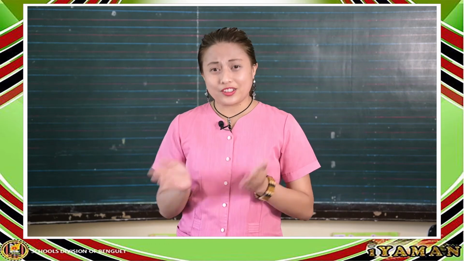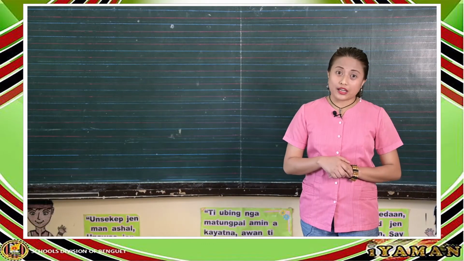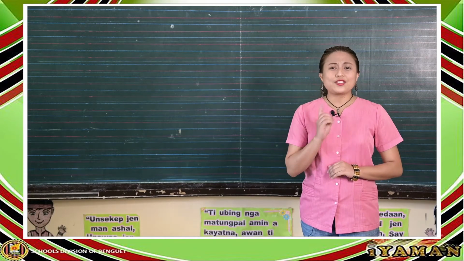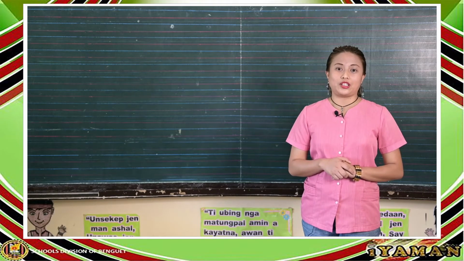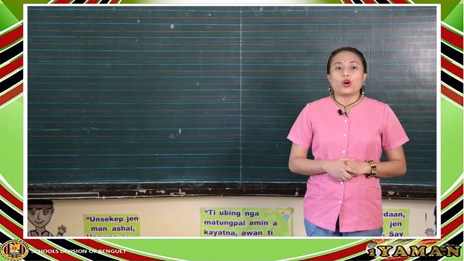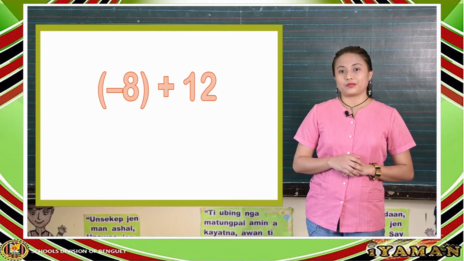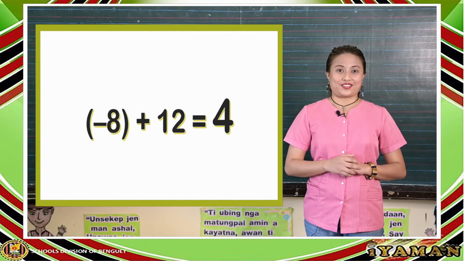Done? Then let's proceed. In Module 6, you studied how to add, subtract, multiply, and divide integers. Let's do a quick drill on that to see if you understood the lesson perfectly. No calculators, please. What is negative 8 added to positive 12? Did you get positive 4? Because that's the correct answer.